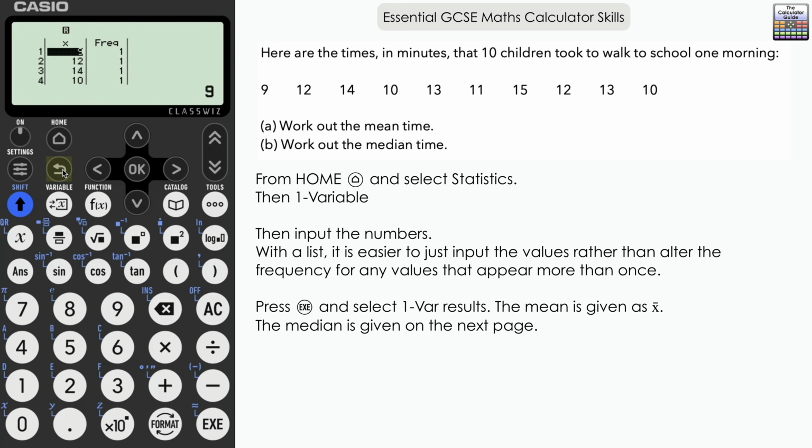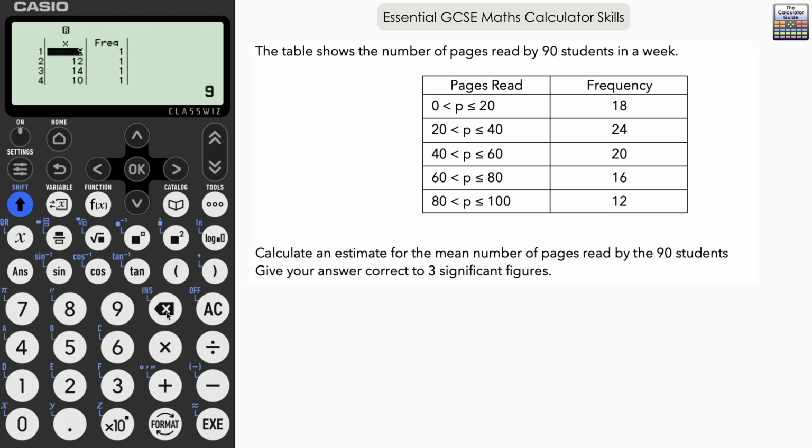Let's just return. And I'm going to delete the data off. I'm going to try it again. This time we've got a different question. The table shows the number of pages read by 90 students in a week. And we've got groups of pages there, and we've got the frequencies. Calculate an estimate for the mean number of pages read by the 90 students. Give your answer correct to 3 significant figures.